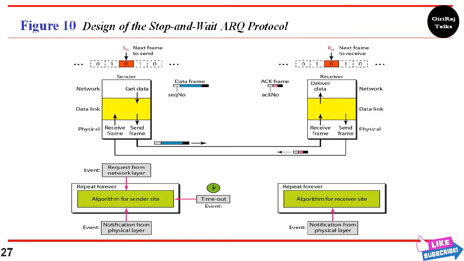Second, the frame arrives safe and sound at the receiver side. The receiver sends an acknowledgement, but the acknowledgement is corrupted or lost. The sender resends the frame numbered x after the timeout. Note that the frame here is a duplicate.